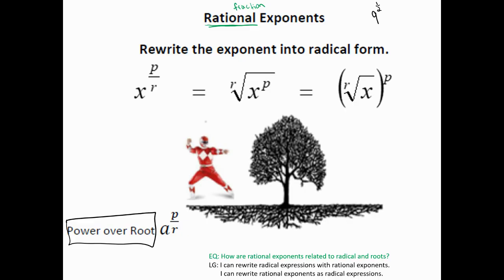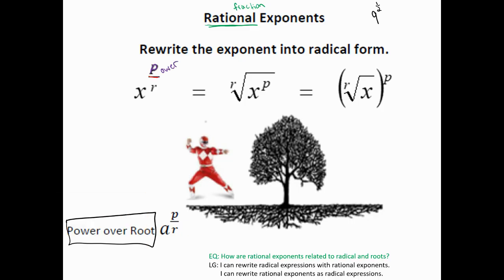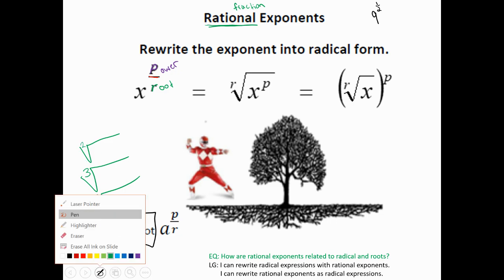All right, so here's what it means. When we have a fractional exponent, whatever is on the top is your power. The fraction bar means over, and the bottom part is going to be your root. When I say root, I mean the square root, the cube root, the fourth root, and it can keep going on forever. Just so you know, when it's a square root, there's always a little 2 there. We just don't write it. Okay, moving on.